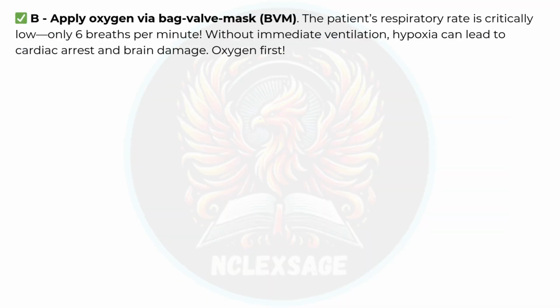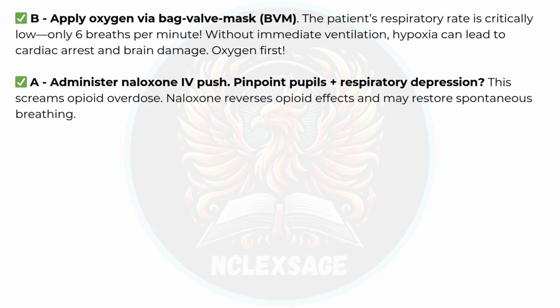Time's up. The correct sequence is B, A, C, D, and E. Let's break it down. B. Apply oxygen via bag valve mask. The patient's respiratory rate is critically low, only 6 breaths per minute. Without immediate ventilation, hypoxia can lead to cardiac arrest and brain damage. Oxygen first.